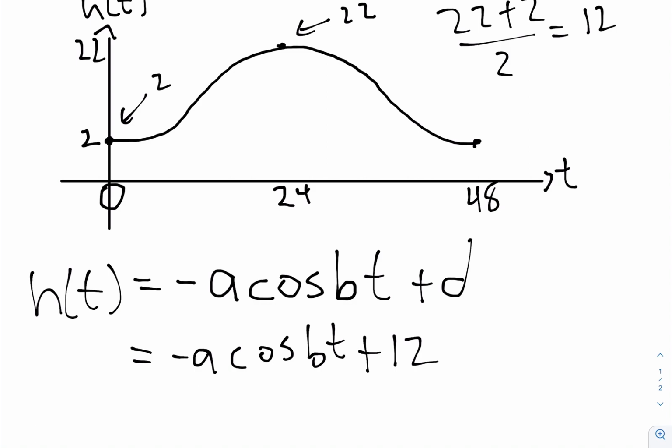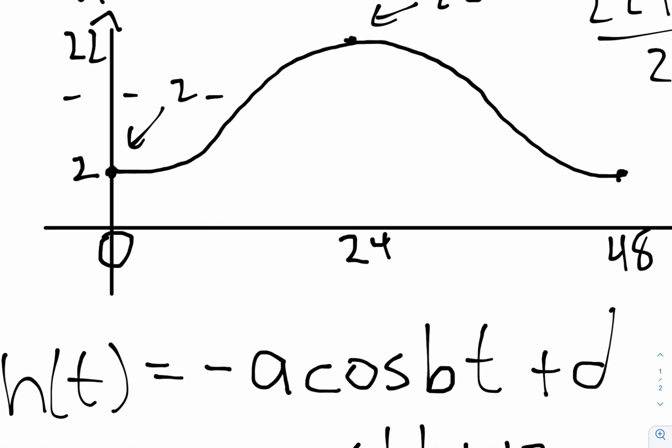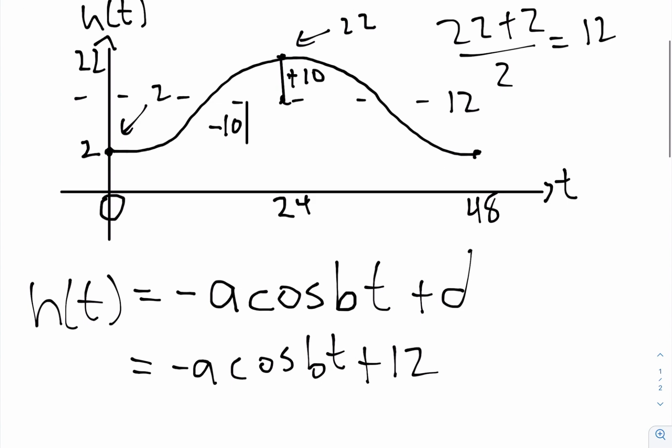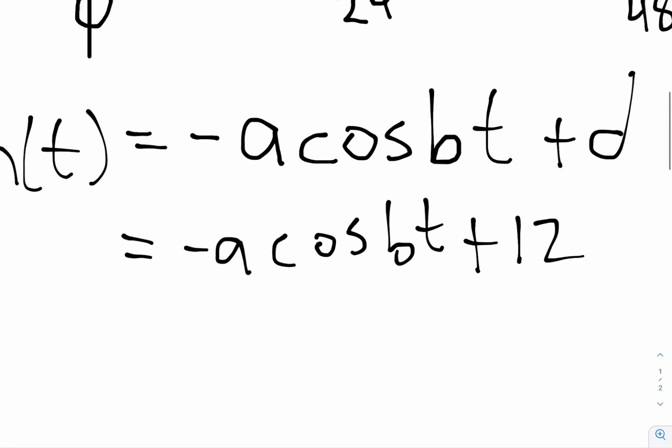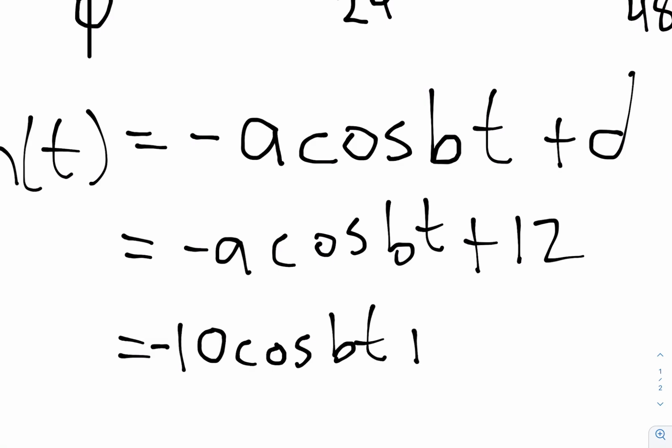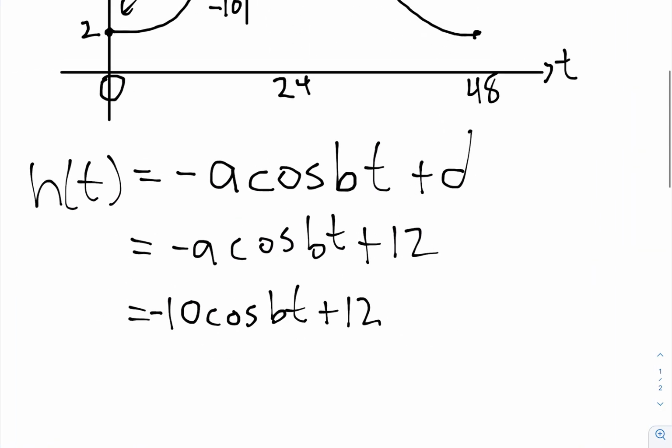Now, let's think about A. If our midline runs across the height being 12, well, to get from 12 to 22, we have to add 10. And to get from 12 to 2, we have to minus 10. So the absolute value of the amplitude is going to be 10. And remember, it's a negative cosine graph, so this is going to be negative 10 cosine bt plus 12. So now the only thing we're looking for is our b value.